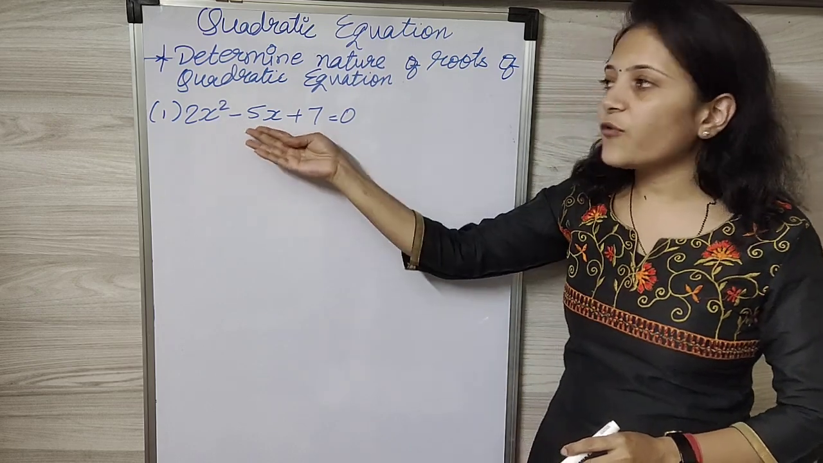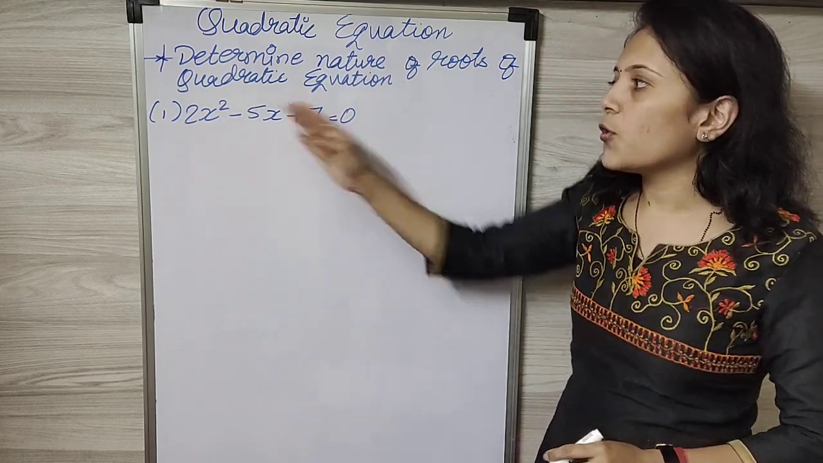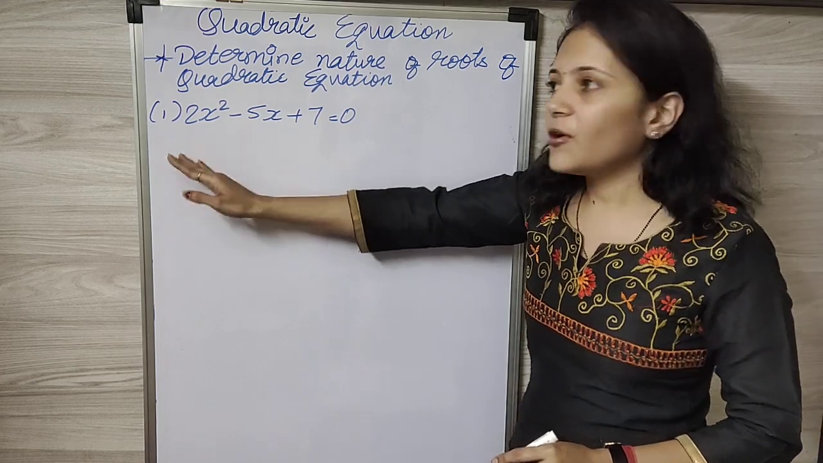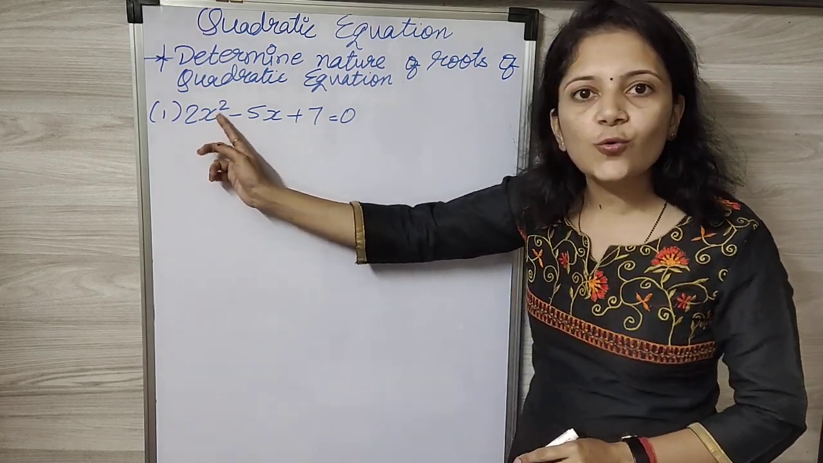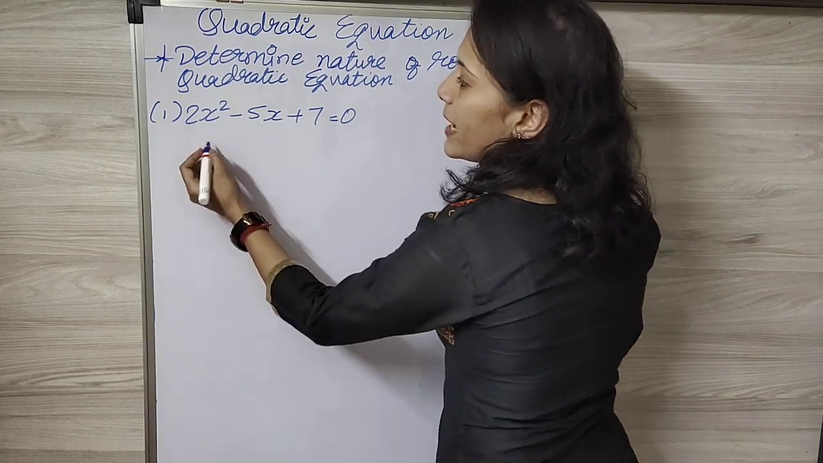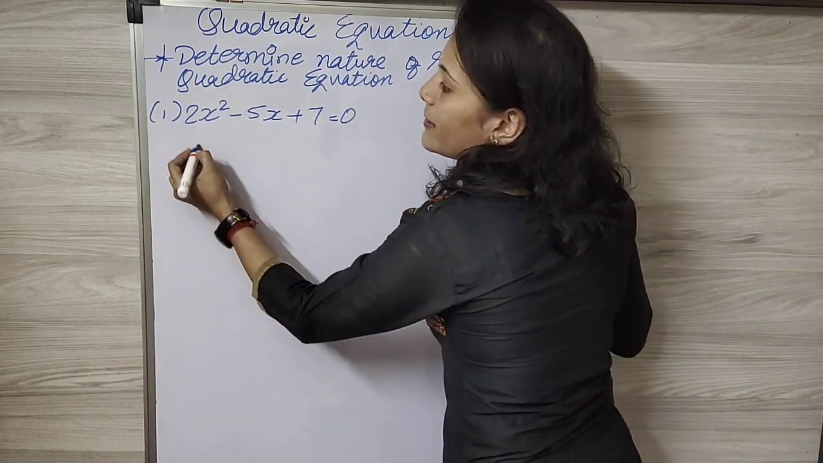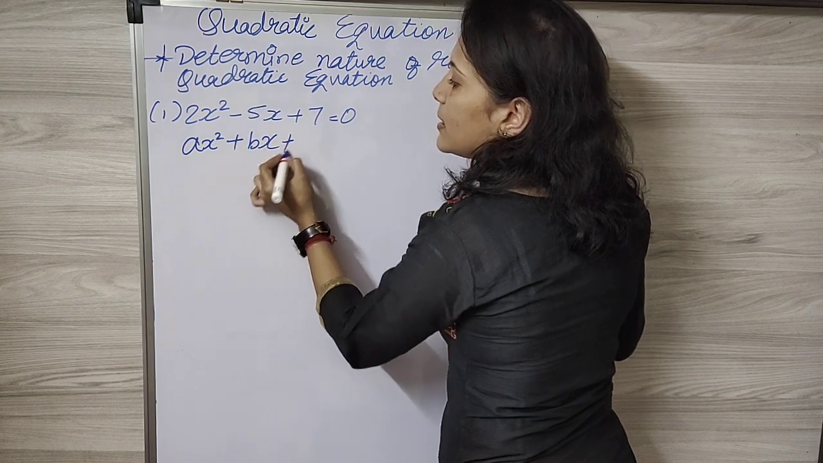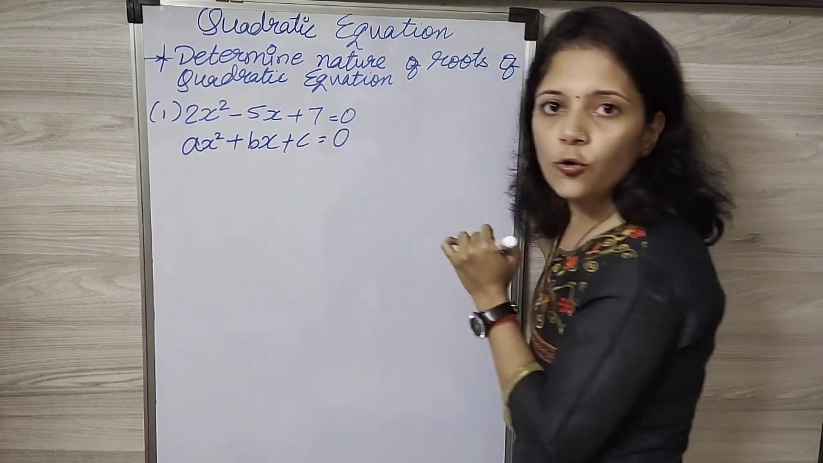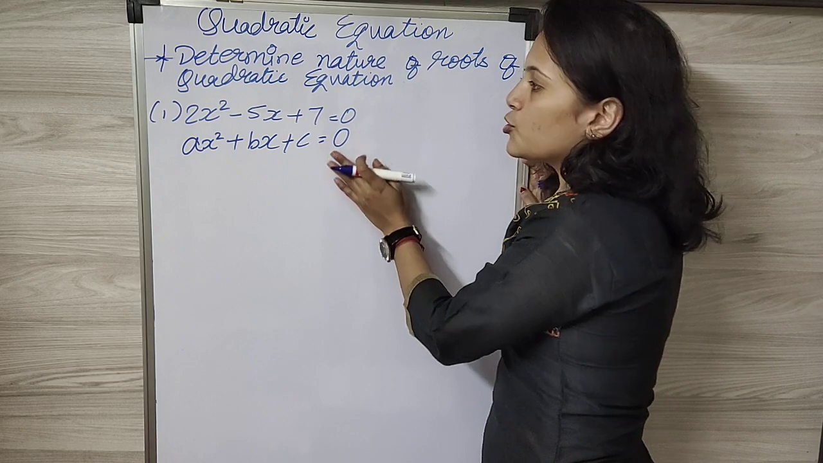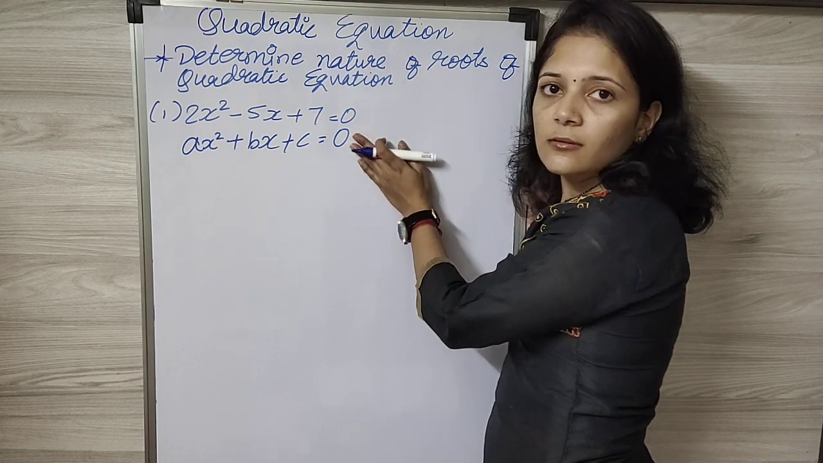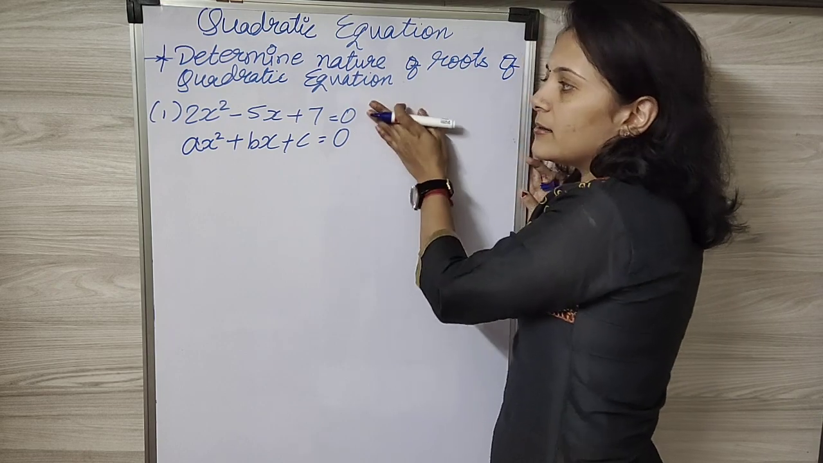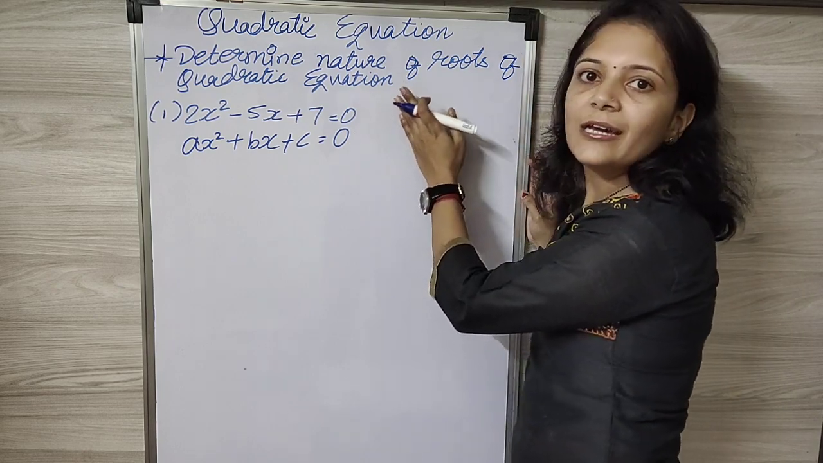2x square minus 5x plus 7 is equal to 0. Is this a quadratic equation? Yes. Why? Because its highest degree is 2. So what is the standard form of a quadratic equation? That is ax square plus bx plus c is equal to 0. So I am comparing both, the equation and the standard form. So yes, this equation is a quadratic equation.